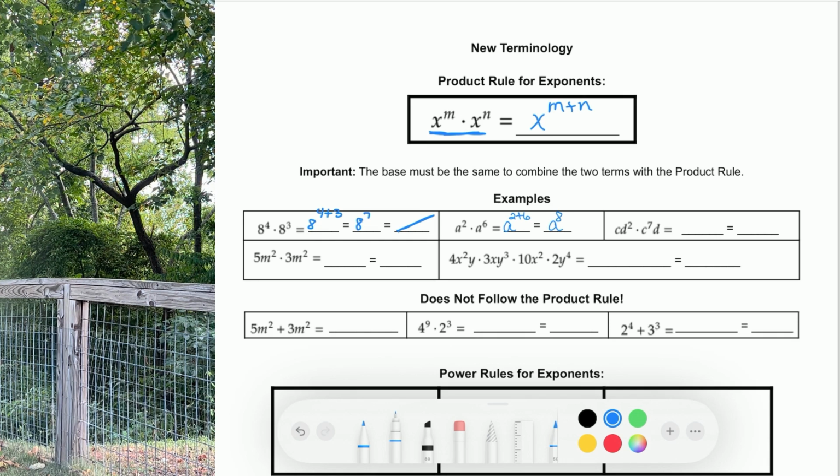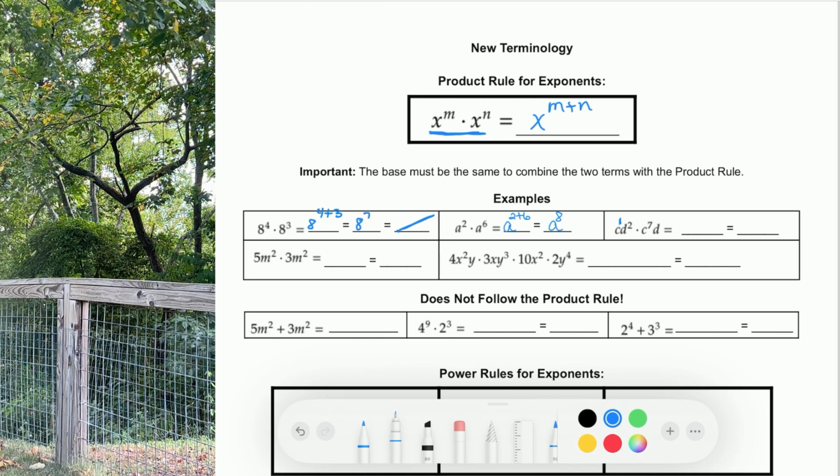Our next one has two variables. We have c and d. The d is to the power of 2 times c to the power of 7 times d. Okay? So I need to look at my c's and recognize that this c here has an invisible exponent of 1. We just don't write it. It's just understood to be there in math. Just like we have the invisible 1 other places, we have an invisible 1 here.